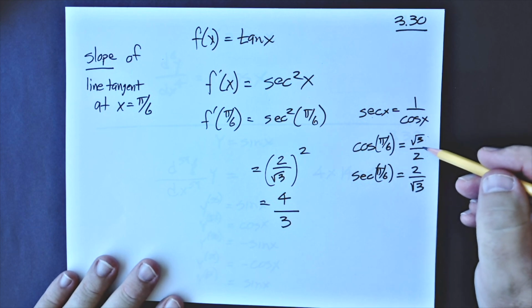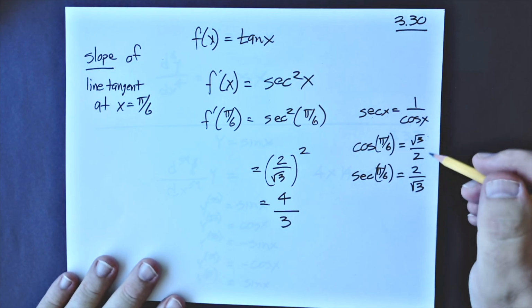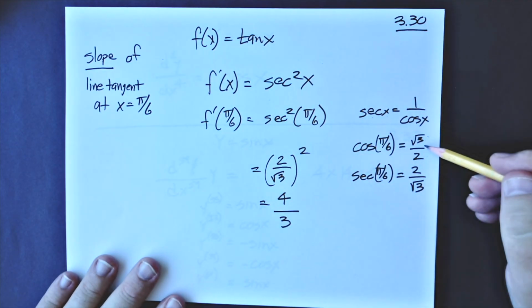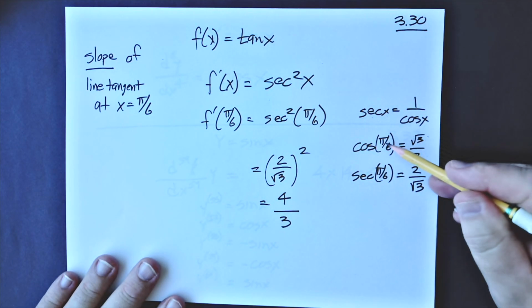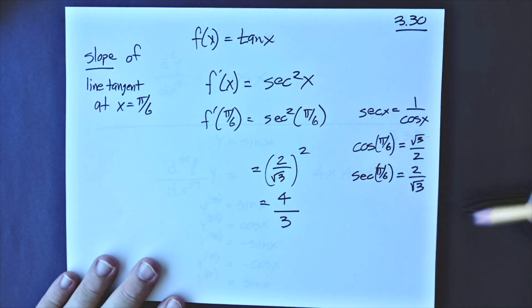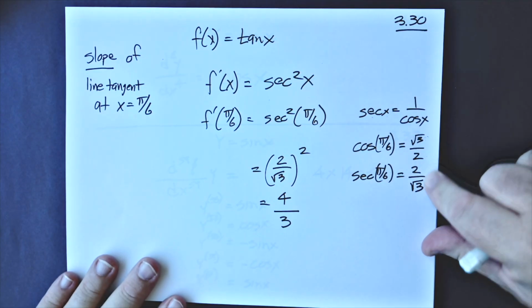The unit circle will tell you too, but we're just pretending you don't know that, and so your calculator would tell you this. Because remember, your calculator can't tell you the secant. You have to do it manually. Well, if this is the cosine of pi over 6, then the secant of pi over 6 is the reciprocal. So it's 2 over square root of 3.